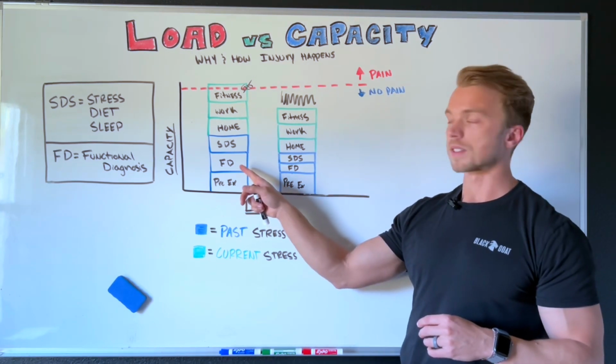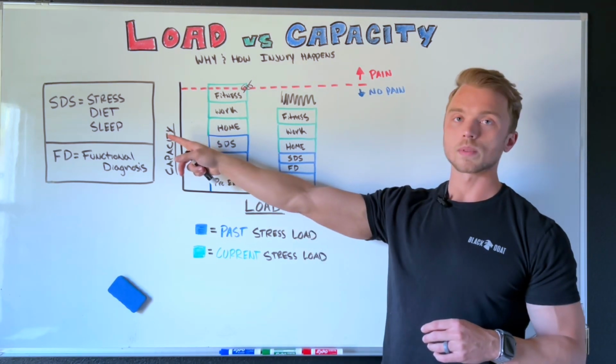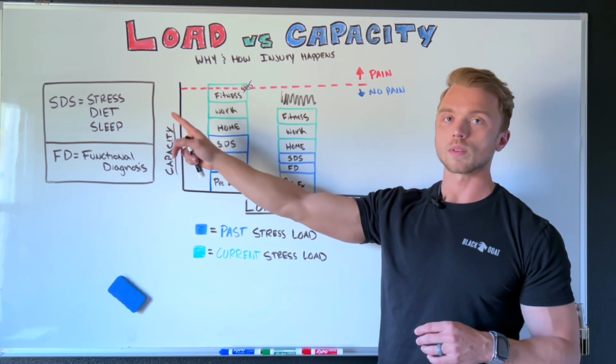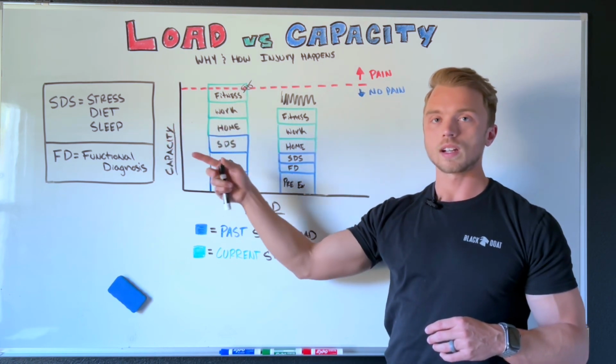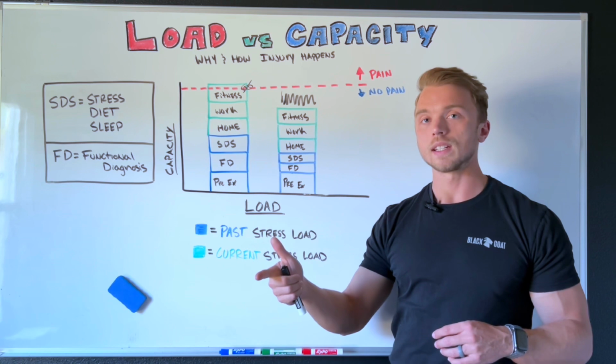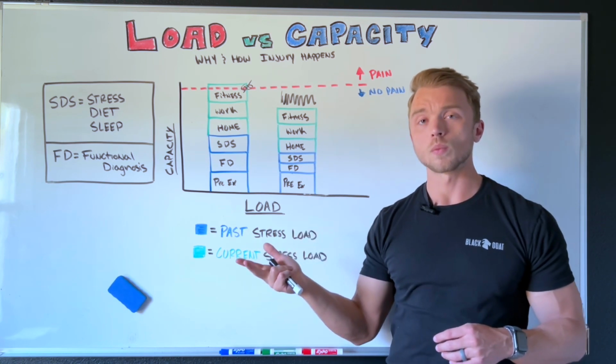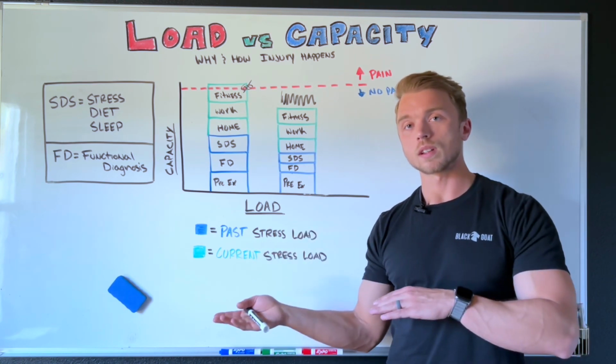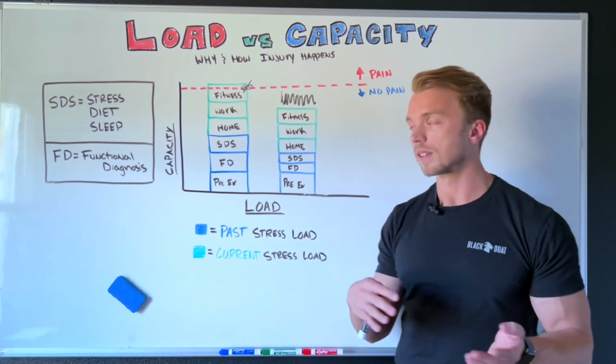Your functional diagnosis also includes stress, diet, and sleep. Okay, so your daily habits dictate what that is. Whether you're thinking about it or not, you have to sleep, you have to eat, and you're managing your stress in some way, shape, or form. There's positive ways to go about that and negative ways to go about that.